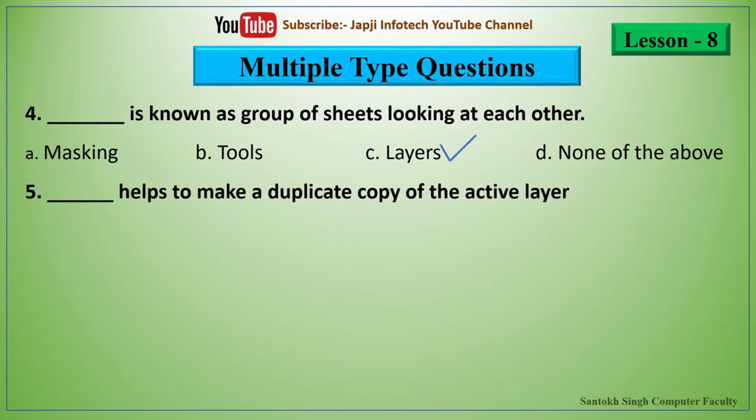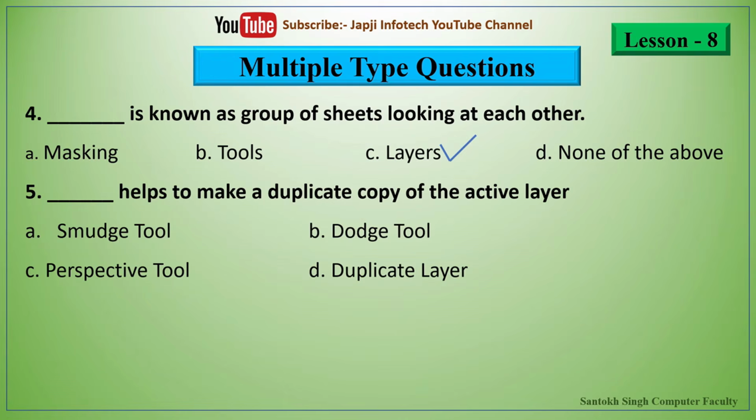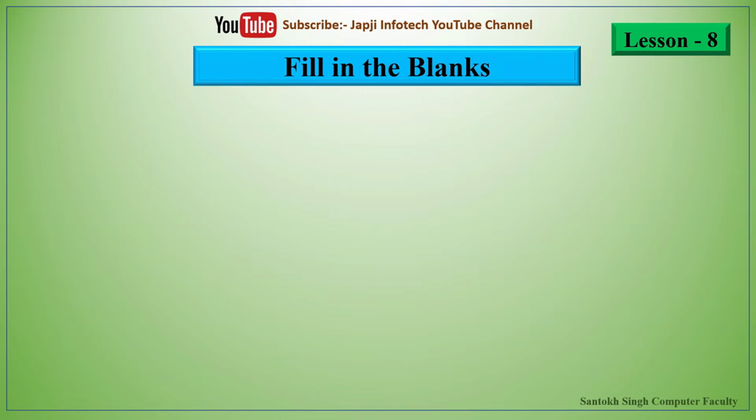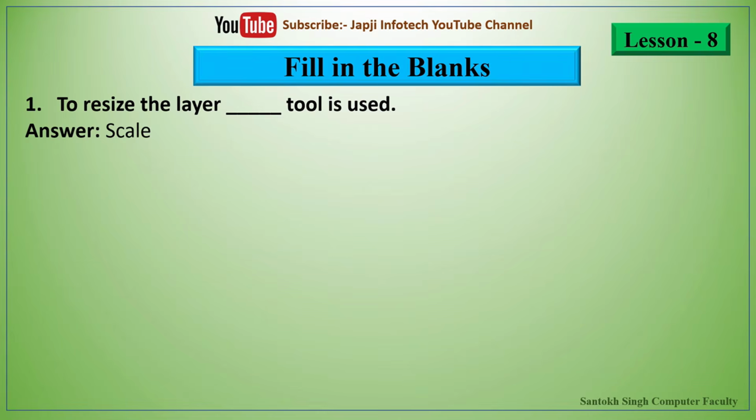And fifth one is dash helps to make a duplicate copy of the active layer, and your options are smudge tool, dodge tool, perspective tool, or duplicate layer. And the right answer is duplicate layer helps to make a duplicate copy of the active layer. So now we will learn about fill in the blank. So the first fill in the blank is to resize the layer, the dash tool is used, and the answer is to resize the layer, scale tool is used.